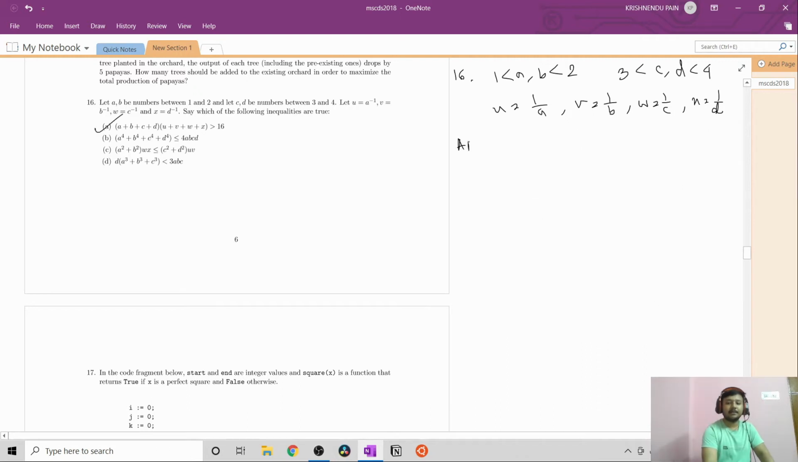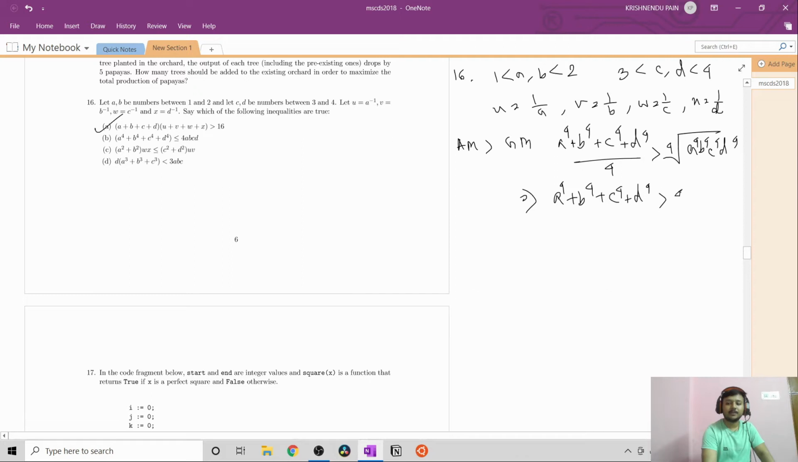Similarly, apply AM greater than GM for a to the power 4, b to the power 4, c to the power 4, d to the power 4. We will get (a to the power 4 plus b to the power 4 plus c to the power 4 plus d to the power 4) divided by 4 is greater than 4th root of a to the power 4, b to the power 4, c to the power 4, d to the power 4. This is equal to abcd. Multiplying by 4 here, we will get a to the power 4 plus b to the power 4 plus c to the power 4 plus d to the power 4 is greater than 4abcd. So this is true, but option B is opposite of that. So option B is wrong.